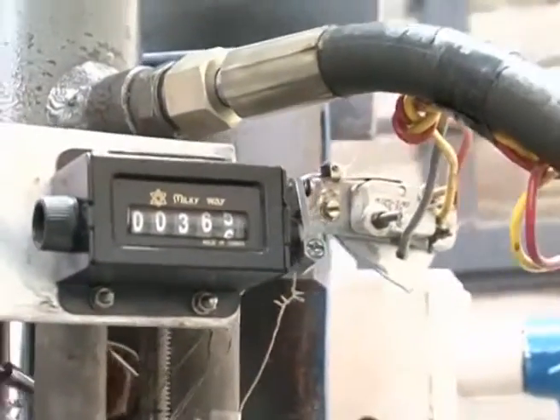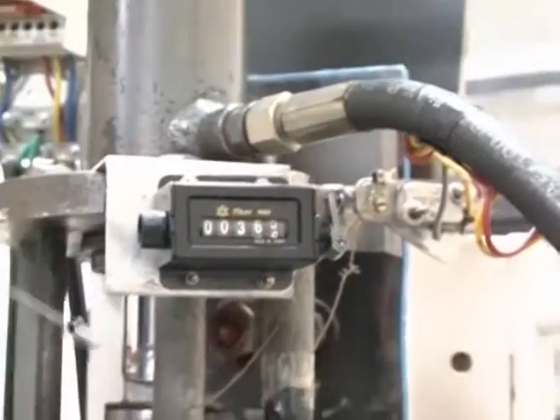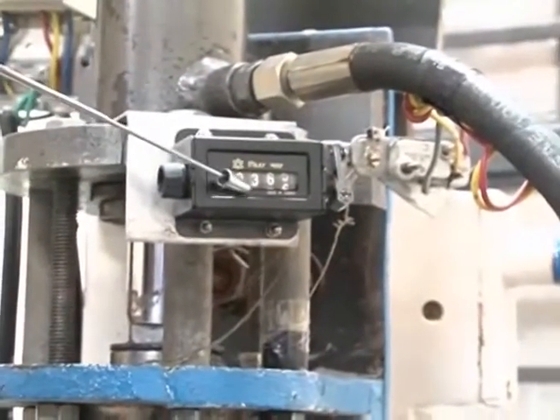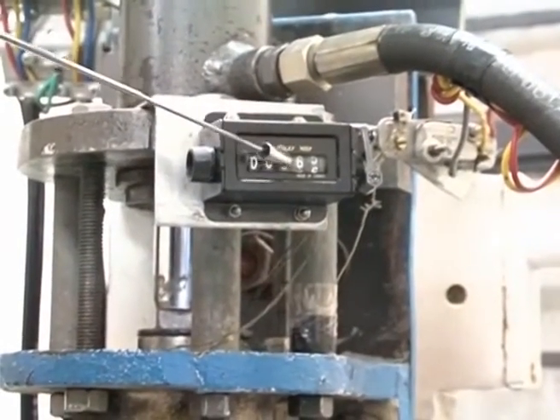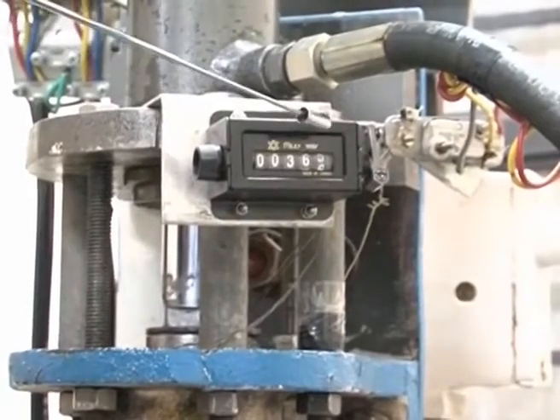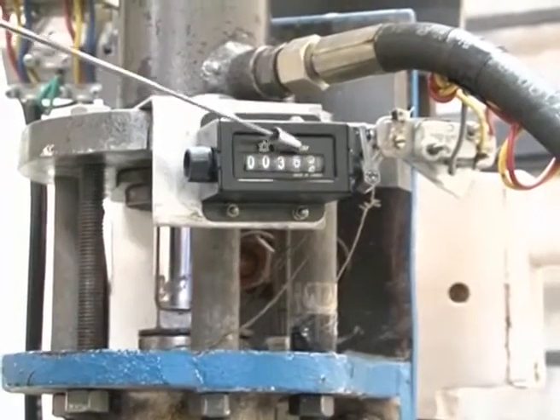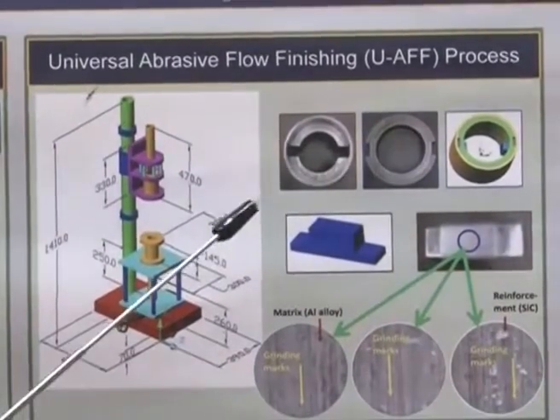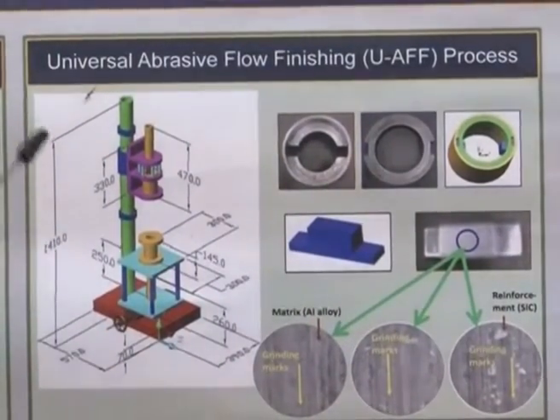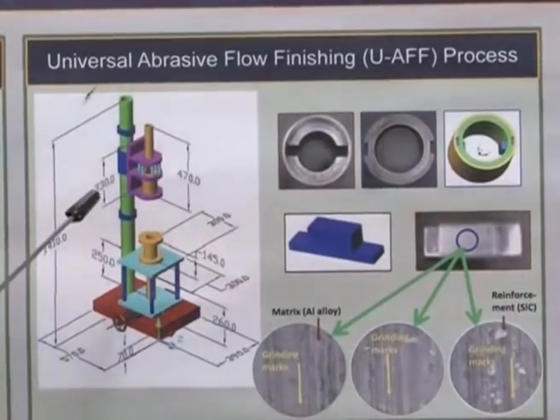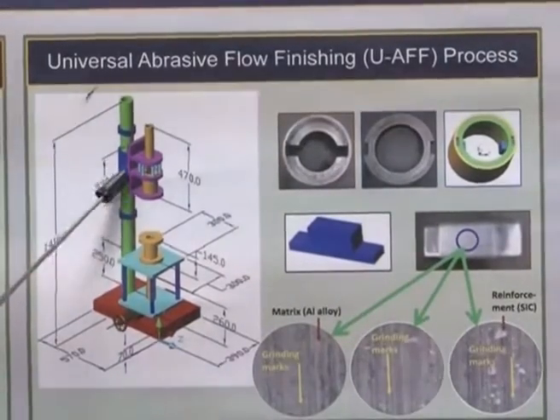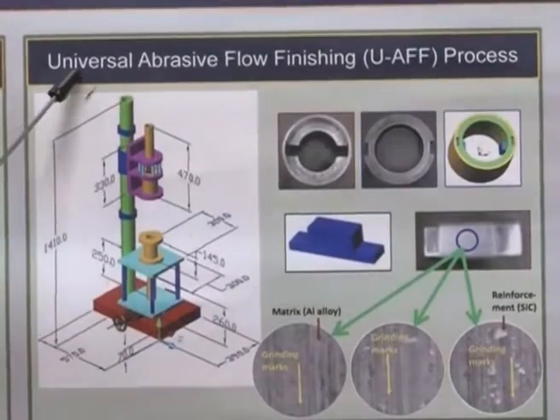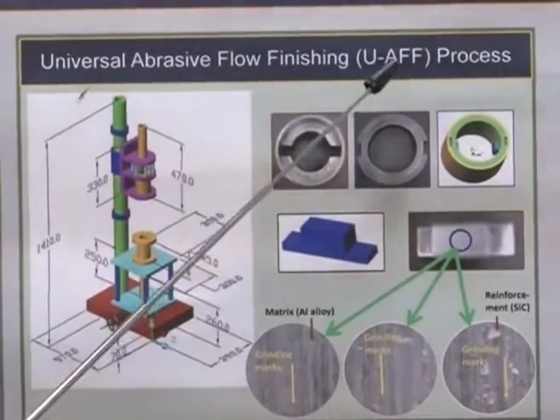For every complete up and down stroke, you can see the variation in the mechanical counter. This counts the number of cycles of one abrasive flow finishing process. The machine which you saw is an advanced version of the abrasive flow finishing process. The schematic three-dimensional view of that machine is this one, and it is called the universal abrasive flow finishing process.